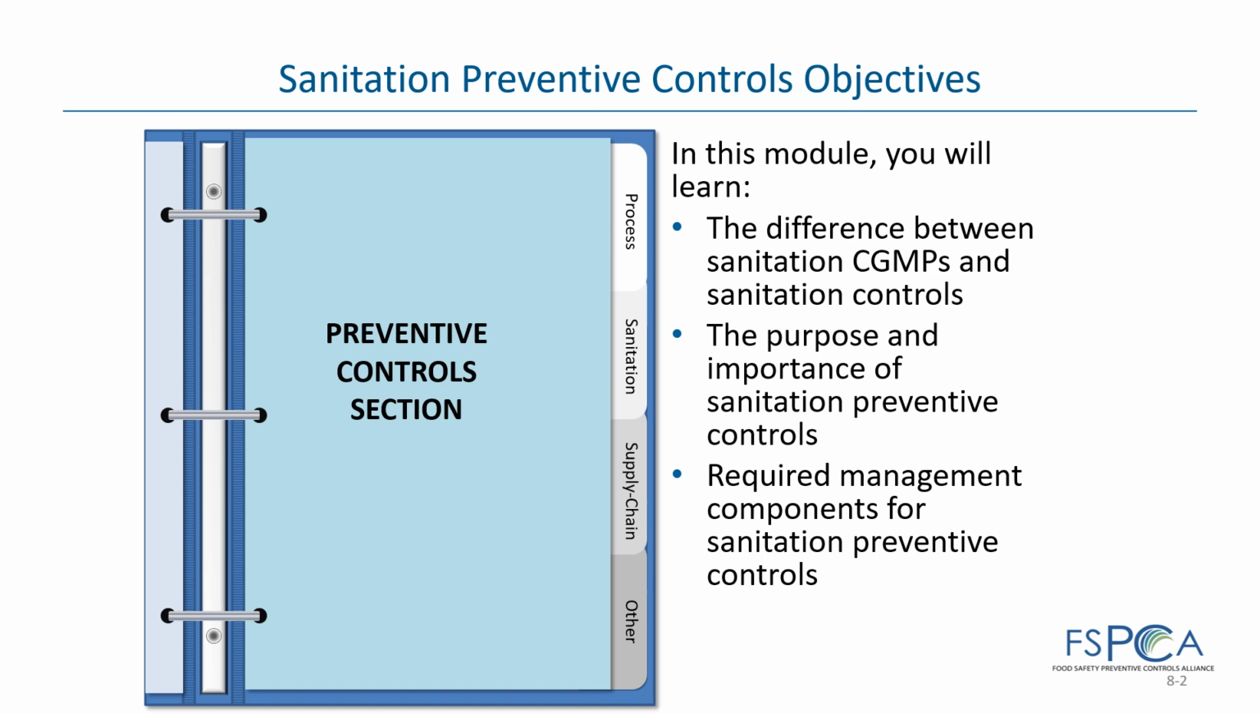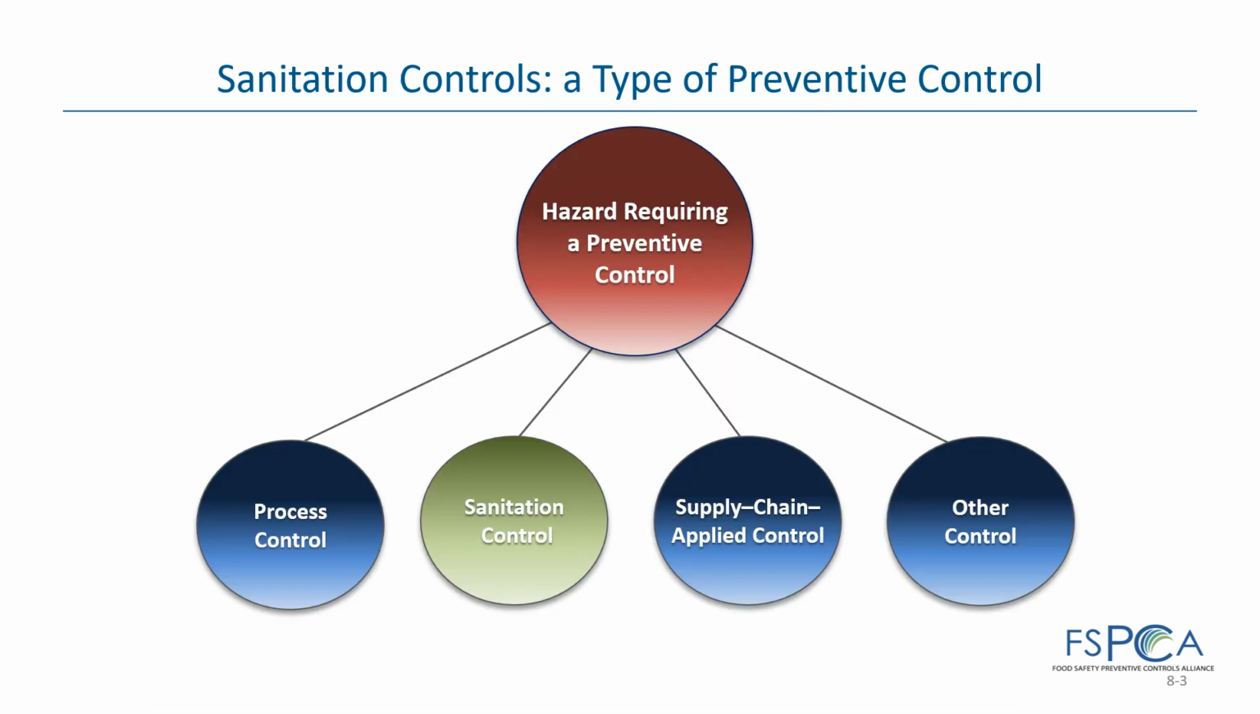So we'll definitely discuss the purpose and the importance of sanitation preventive controls, and we'll talk about the required management components for sanitation preventive controls. Just to orient ourselves, these were our preventive control categories. In Chapter 7, we covered process preventive controls and their management components. Here we are in the green circle, sanitation controls. Chapter 9 will cover the supply chain applied controls.